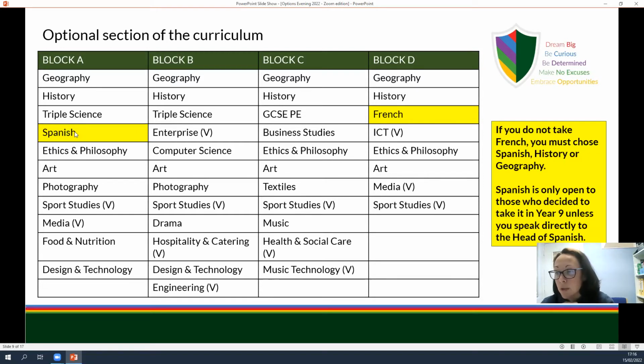For example, I know that we've got a couple of students in Year 9 at the moment who are native Spanish speakers that speak Spanish at home, that go on holiday abroad and speak Spanish. And therefore, obviously for them, even though they haven't chosen it in Year 9, they are very welcome to take it in Year 10. So if you haven't already started learning Spanish, but you want to be considered for it, then I would direct you to the head of Spanish, Mrs. Ibanez. Just drop her an email and explain your situation and whether Spanish is the right course for you to take.